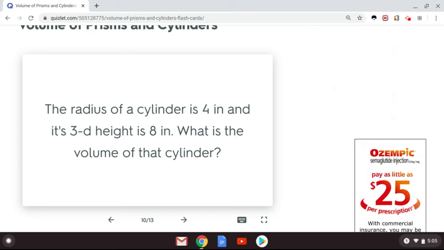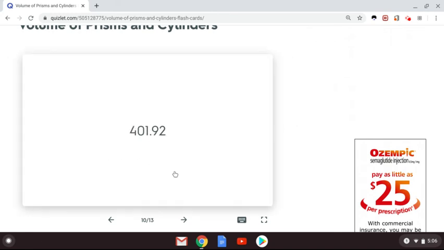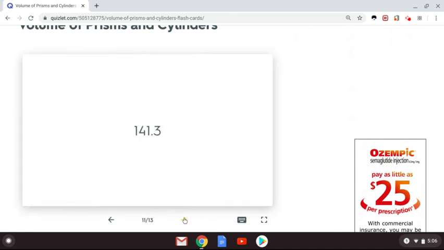Okay. So in this one, it says the radius of a cylinder is 4 inches long and its height is 8 inches. What is the volume of the cylinder? So we would be using the pi r squared h formula for this. Okay. And then they give you the answer right there.